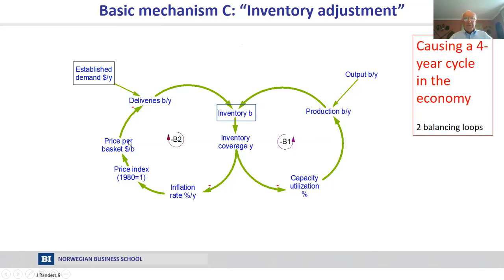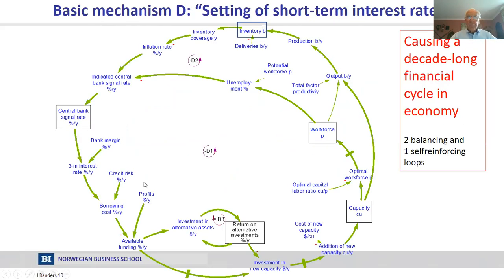There is also at the economy level the price loop, but whereas this is an important loop at the sector level, at the aggregate level, it essentially determines the inflationary pressure when demand exceeds production, because what has been produced will be consumed anyway. And then finally, there is the fourth basic mechanism, setting out short-term interest rates. This is what I think caused the decade-long financial cycle in the economy.